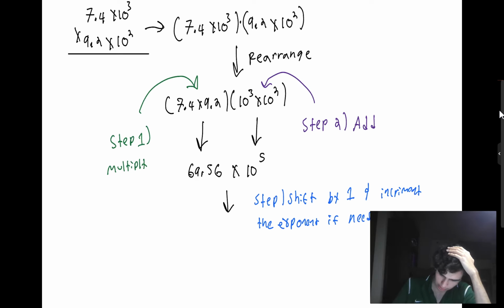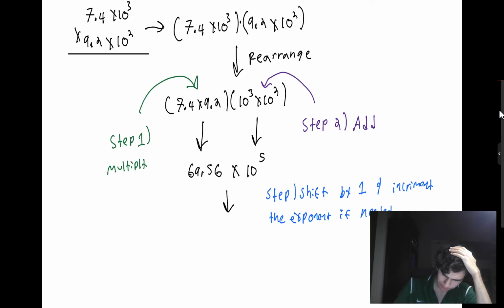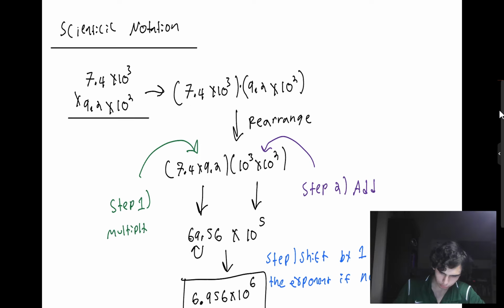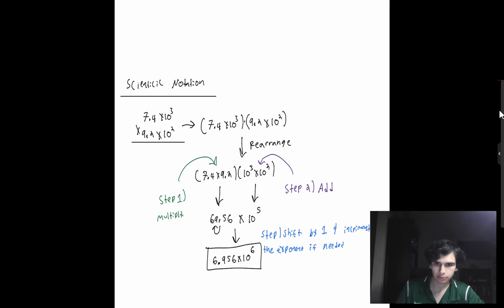The reason why we do this is because in proper scientific notation, the number has to have only one digit in front of the decimal, so any number that is less than 10. If you have something like 69.56, that's not in proper scientific notation, so it needs to be shifted. So we go to 6.956. Because we moved the decimal to the left, we need to increment the exponent by 1. So then this number here is the final answer. So that's how scientific notation works.